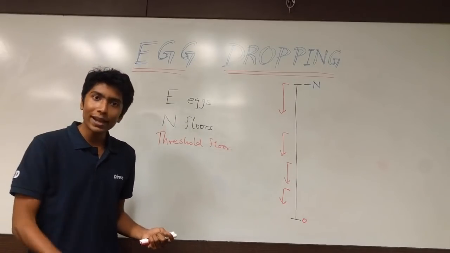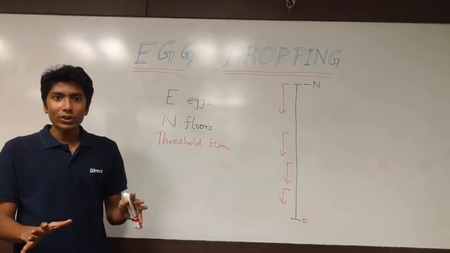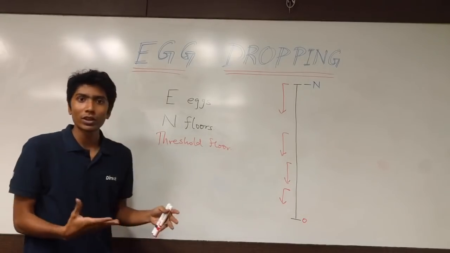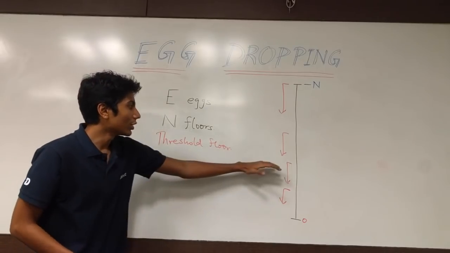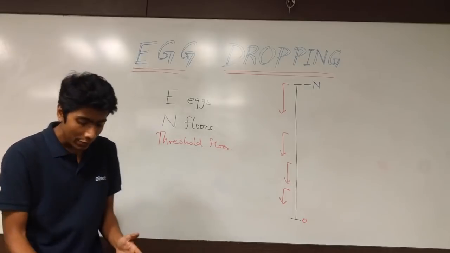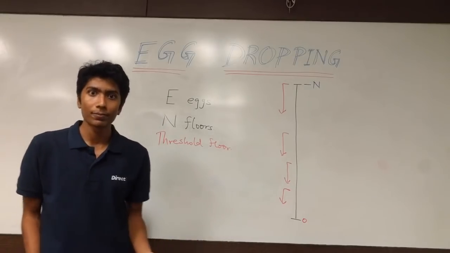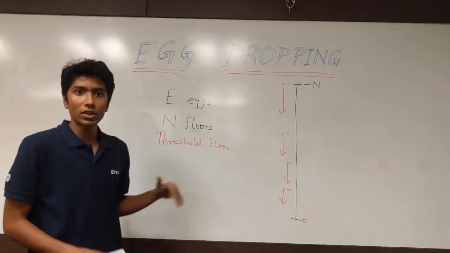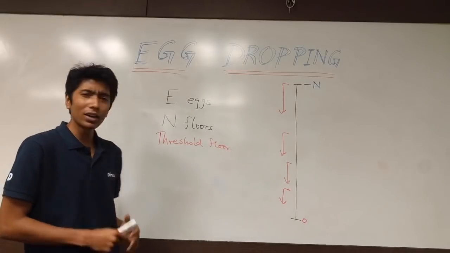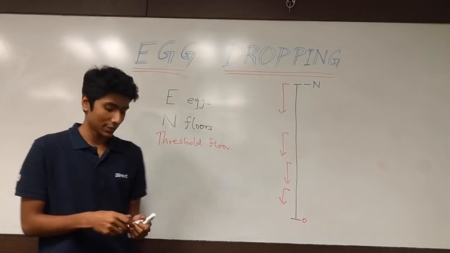When you throw an egg, it might break or it might not break. What you need to do is find the threshold floor in this tower. So you need to find that particular floor from which if you throw an egg, it breaks. But any floor lower than it, you go to that and you throw an egg, it will not break. Okay, that's what the threshold floor is. Another thing which is interesting is that you need to use the minimum number of tries.